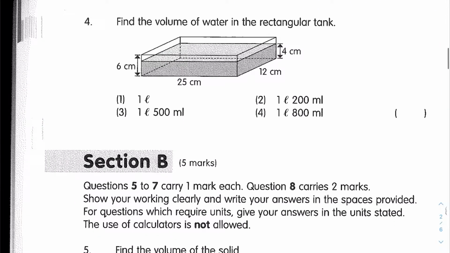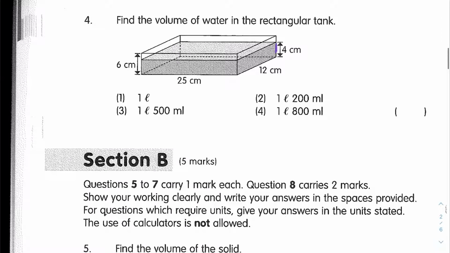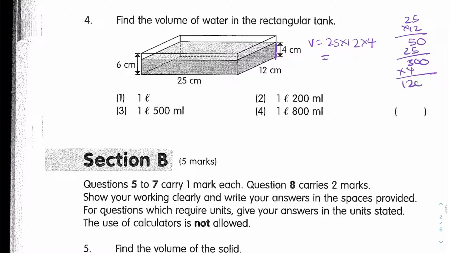Moving on to question 4. Find the volume of water. So you're looking at this part here. So volume is 25 times 12 times 4, which is 25 times 12 is 300, times 4, 1200 cubic centimeters, which is 1 liter 200 milliliters. So your answer is 2. Pat yourself on the back if you got this one correct.